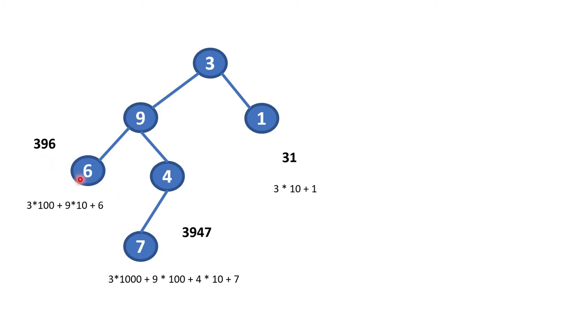Then if it is a leaf node, we have to simply add that 390 with this value, 396. Here it will be 394. Then again in this round, we have to multiply the result with 10. That will be 3940. Then we have to add this 7. Here also 3 into 10 will be 30. 30 plus 1, it will be 31.